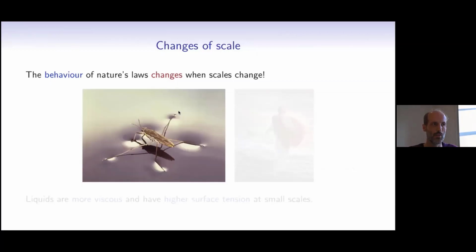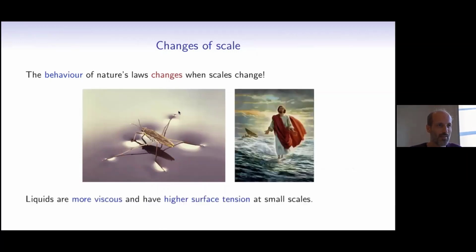So for example, if you take one of these little insects, about maybe half a centimeter long, they're perfectly able to walk on water. They just go to the surface of a pond and walk around on top of it. We are obviously not able to do that. Maybe there's some exception, but by and large, humans are not able to walk on water.